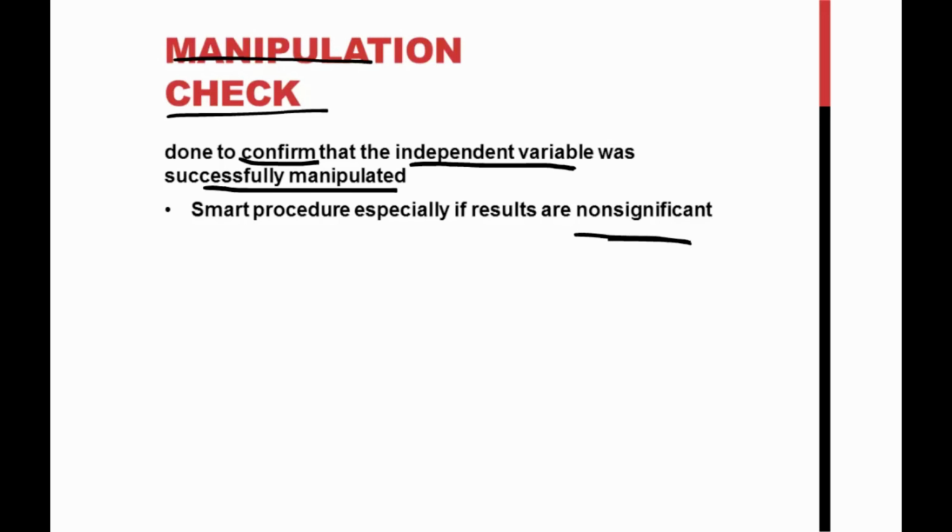Because often when you find non-significant results, you may want to look and see why you have non-significant results. Most commonly, the independent variable itself is not a strong enough independent variable to cause a change in your dependent variable. And if that's the case, there's nothing wrong with your theory or the literature review that you've done. There's something wrong with the way you carried out the experiment. And so this is a smart procedure to do, particularly when you find non-significant results.